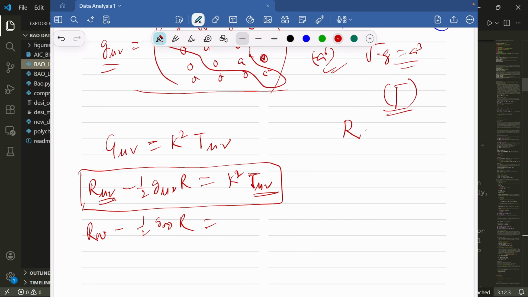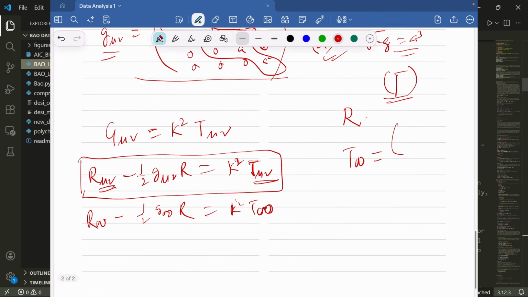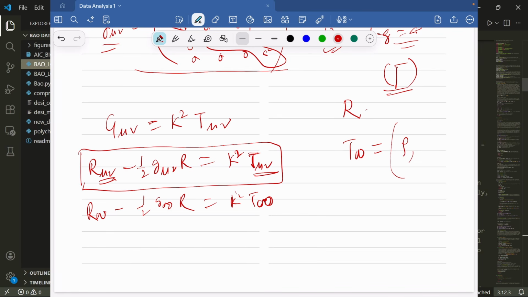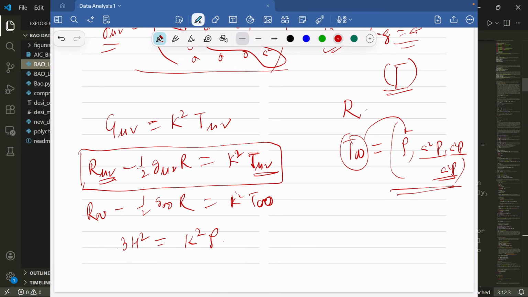Whatever the indices you are using over here, it has to be the same over here. Kappa square T00, right? So if I use this one, then this T00, if I am not mistaken, has to be rho, and then a square p, and a square p. So the time component becomes your energy density, and everything else, the spatial part, becomes your a square times the pressure. All right, so R00 minus half g00 R, when you compute it, it will become 3H square is equal to kappa square rho.